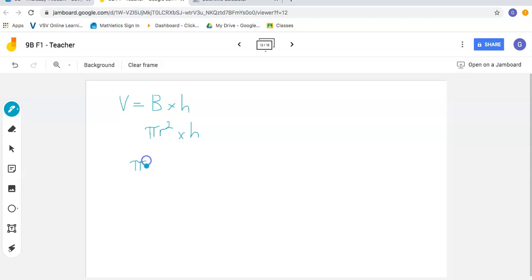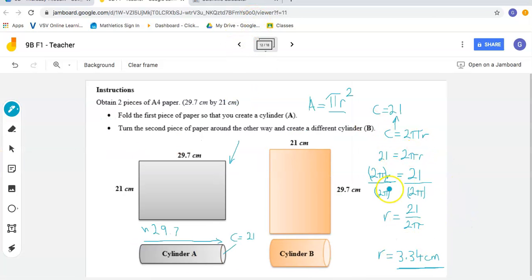So pi times our radius that we just found, which was 3.34 squared, and then times that by our height, which was 29.7. You can simply put that in the calculator and find out the volume. These same steps that we did over here with the circumference, you'll also be able to find for cylinder B.